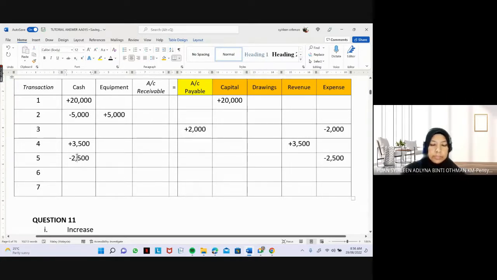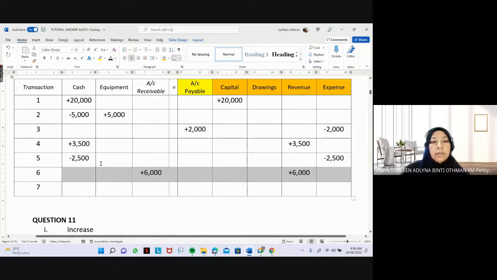Okay, and then number 6. Okay, Forever Excellent has rendered its consultancy services to another client. Okay, and we'll pay the bill of 6,000 later in March. Okay, so account receivable 6,000, revenue 6,000.